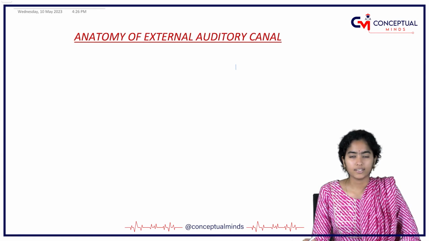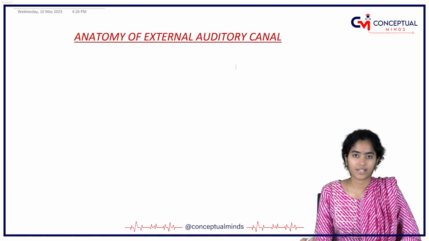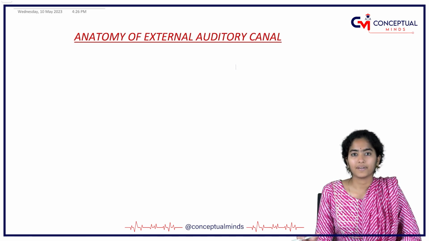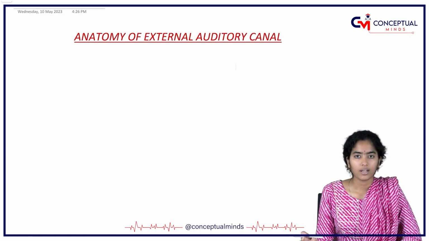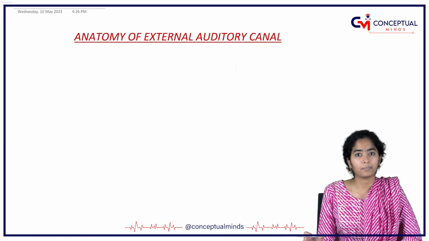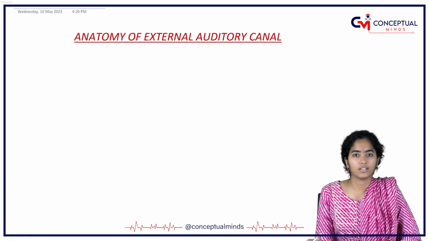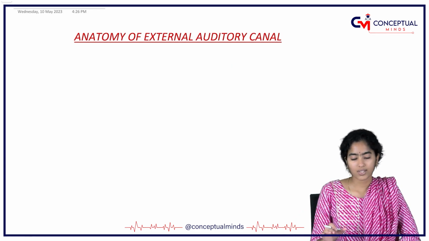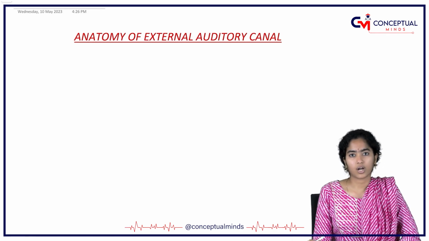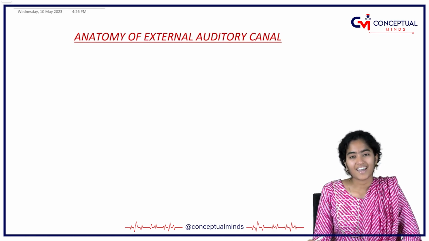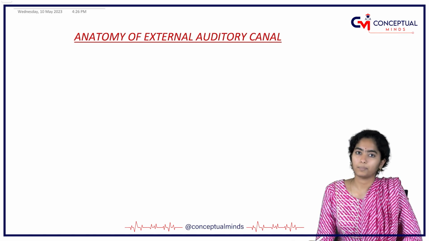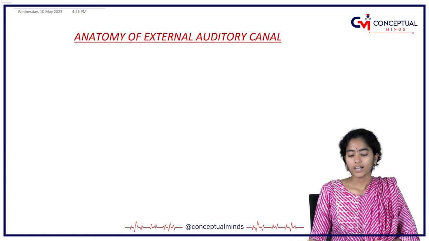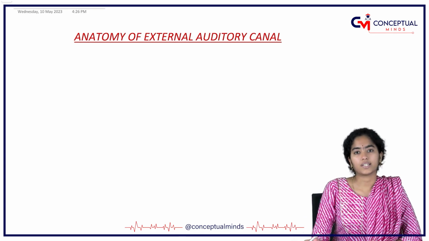As we have already learnt, the external ear consists of three parts: pinna or auricle, the external auditory canal, and the tympanic membrane, which separates the external ear from the middle ear. So in this video, let us learn about the external auditory canal and its anatomy. External auditory canal is also called the external acoustic meatus. Okay, now let us study it in detail.